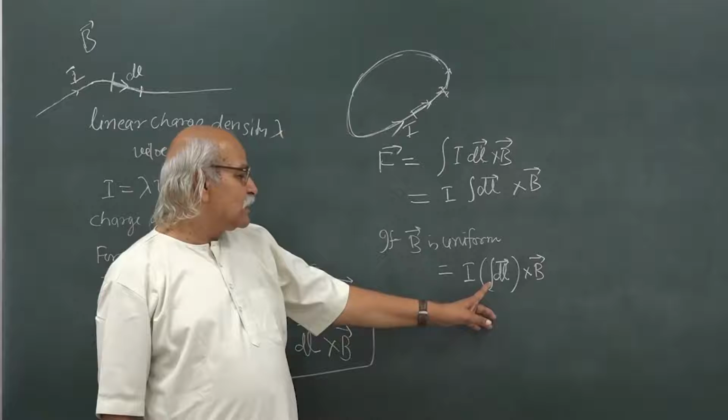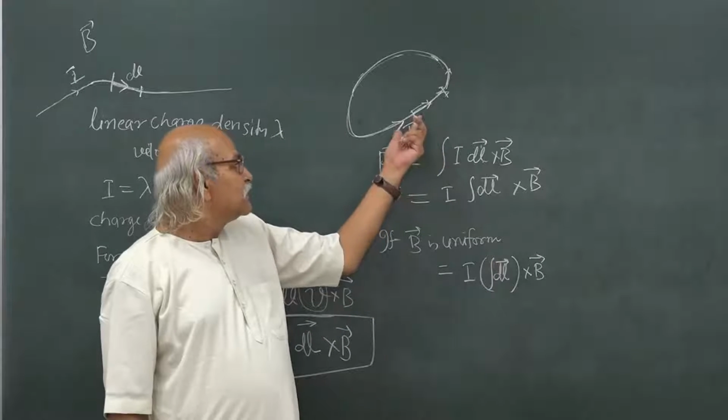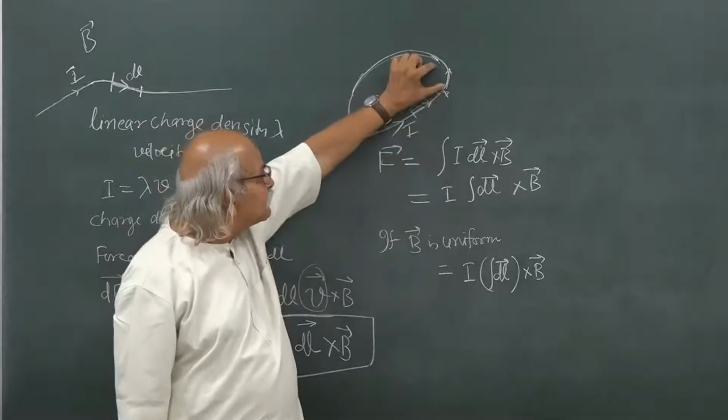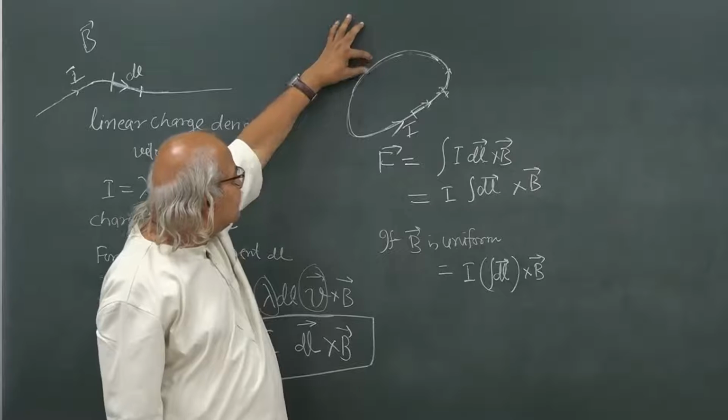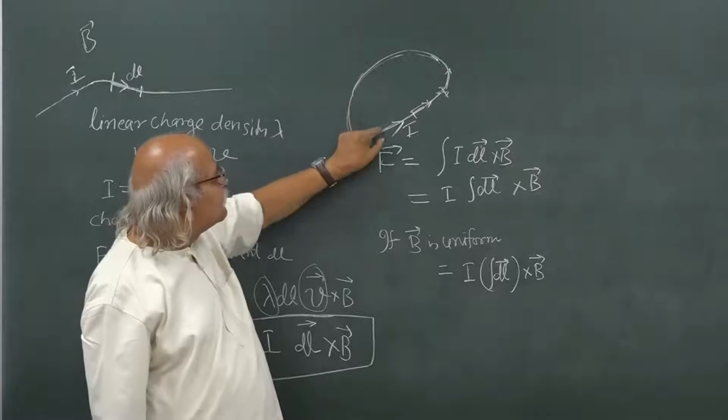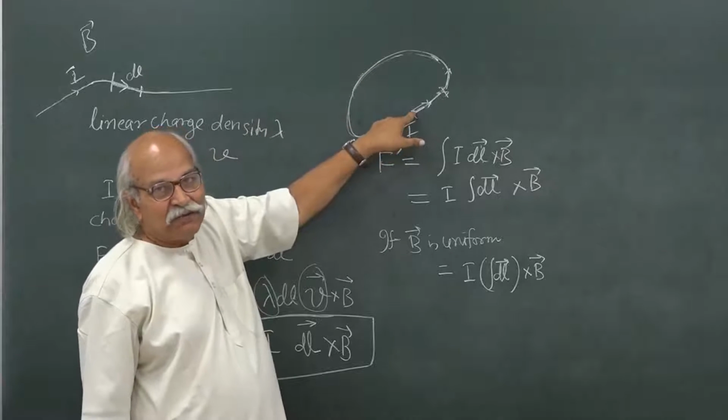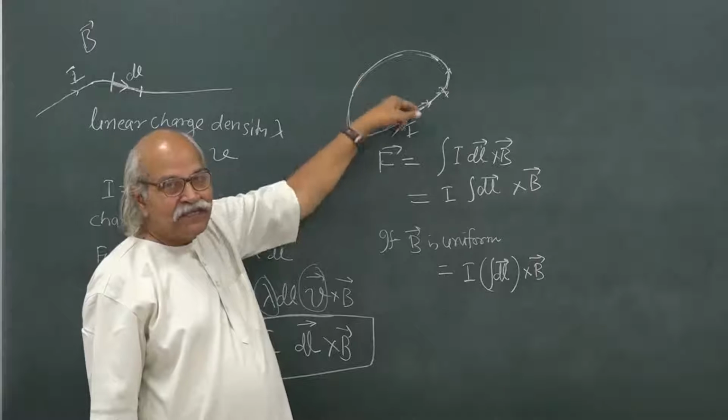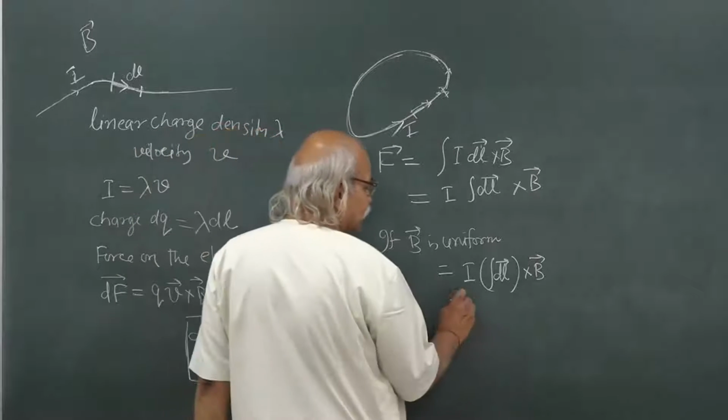What is this? What is the integral of dl? dl vector plus dl vector plus dl vector, and so on, plus dl vector. So it will be 0. If it is a closed loop, then it will be 0, and therefore it is 0.